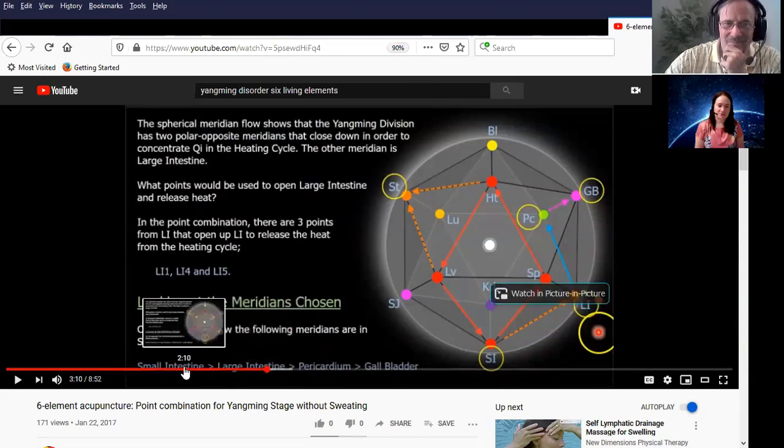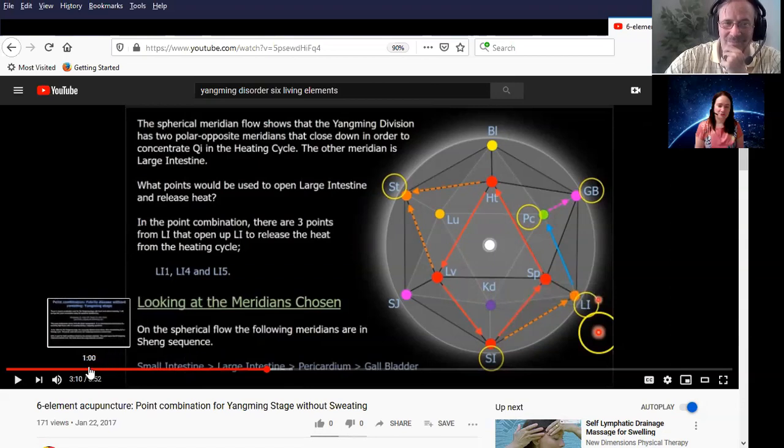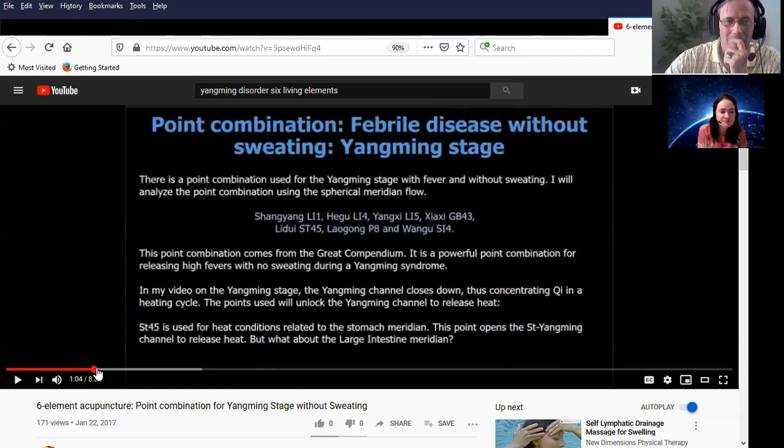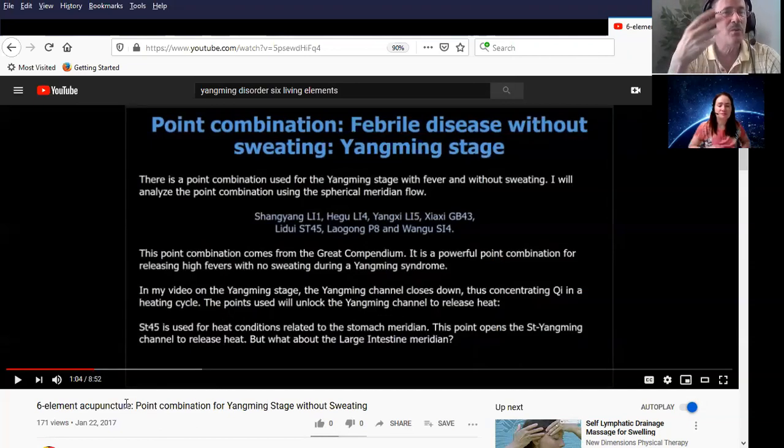This is going to get kind of technical. Are you ready for this? Yes. Probably best just to read this. Okay, so we have a febrile disease without sweating, a Yangming stage. So there is a point combination used for the Yangming stage with fever without sweating. I will analyze the point combination using the spherical meridian flow. Here's the point combination: large intestine 1, large intestine 4, large intestine 5, gallbladder 43, stomach 45, pericardium 8, small intestine 4. So we're going to look at those point combinations and see how they work on the spherical flow.